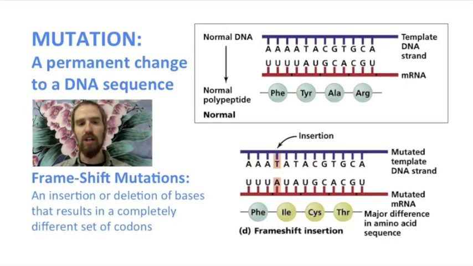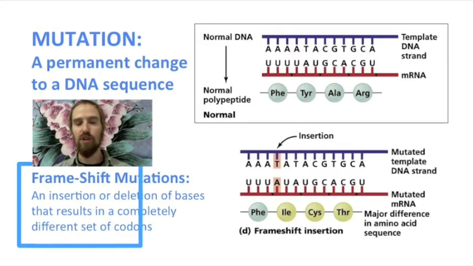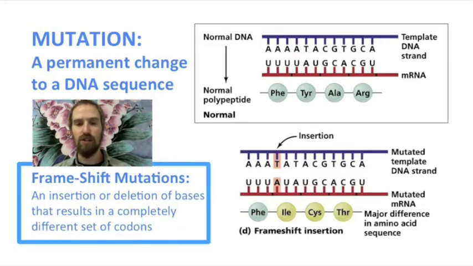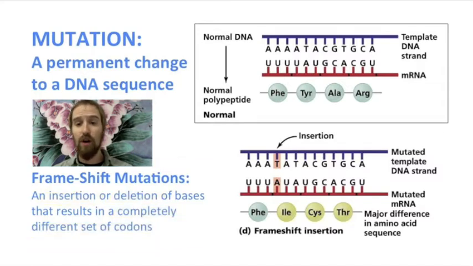Some genetic mutations are called frameshift mutations instead of point mutations, and these occur when a base is deleted or inserted into our DNA. Frameshift mutations result in a completely different set of codons being transcribed into our RNA. Let's take a look at how this works. In this first example, we're looking at an insertion, a frameshift mutation in which an extra base is inserted into the genetic code, but no bases are removed to compensate.